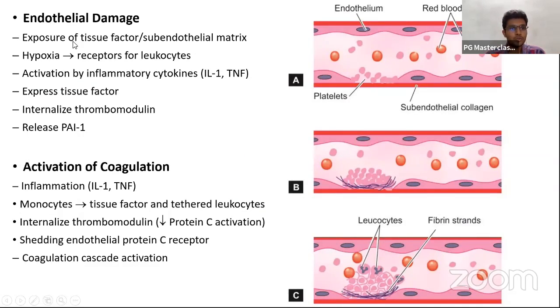Endothelial damage occurs and then there is exposure of the tissue factor or subendothelial matrix, which occurs due to hypoxia. The receptors over the leukocytes are activated by the inflammatory cytokines interleukin-1 and tumor necrosis factor alpha. They express the tissue factor, which internalizes the thrombomodulin and releases plasminogen activator inhibitors, which causes aggregation of platelets and delayed activity of tissue plasminogen activator, which causes congregation of the clot. Further activation of coagulation occurs due to inflammation, then activation of monocytes, internalization of thrombomodulin and shedding of endothelial protein C receptors, which causes the coagulation cascade activation.